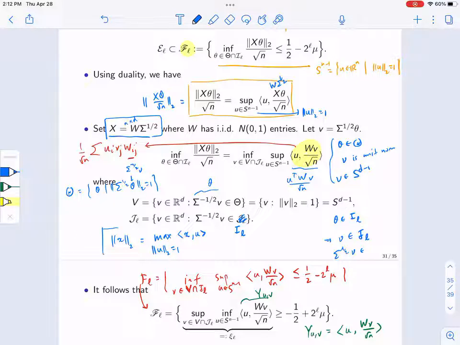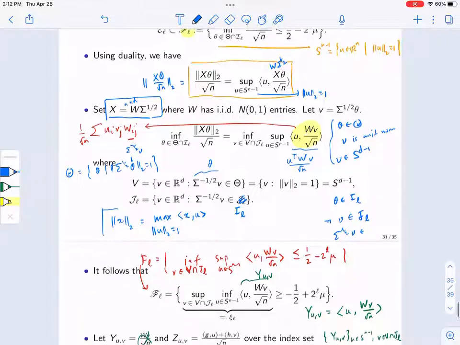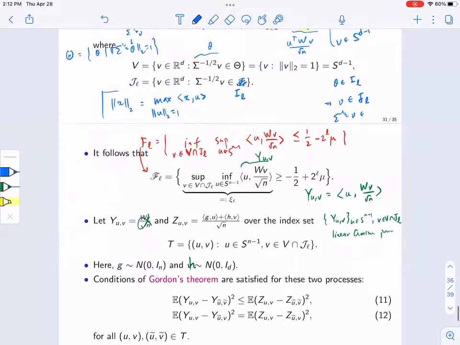So the significance of this is that now this quantity can be viewed as a process. If I define a random process indexed by two indices, given by this, it's a random process. It's a Gaussian process because each one of the marginals is Gaussian.